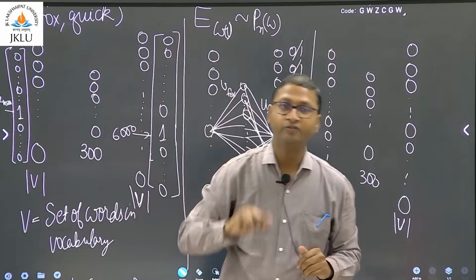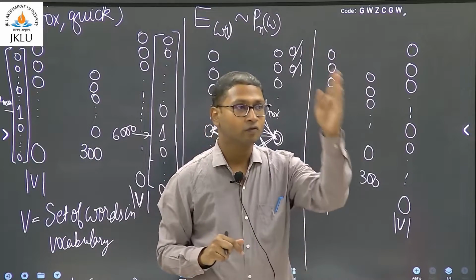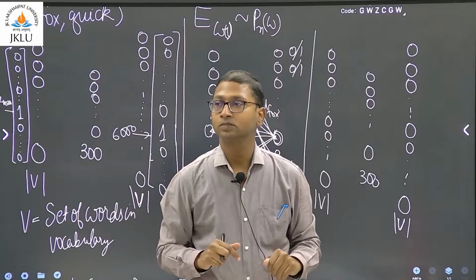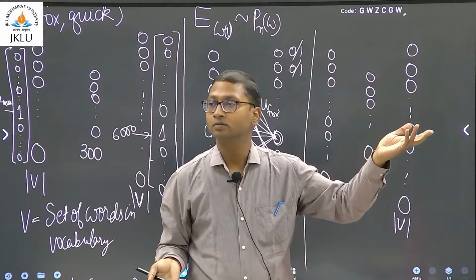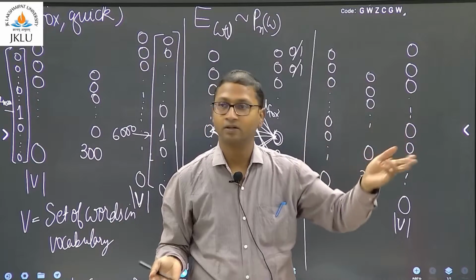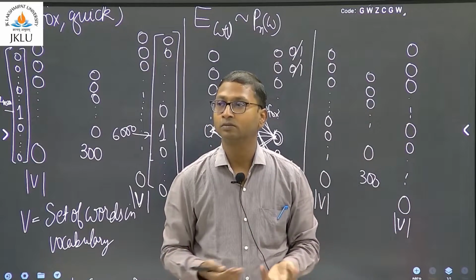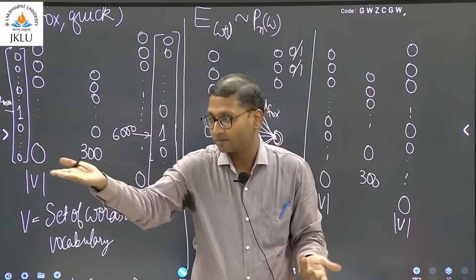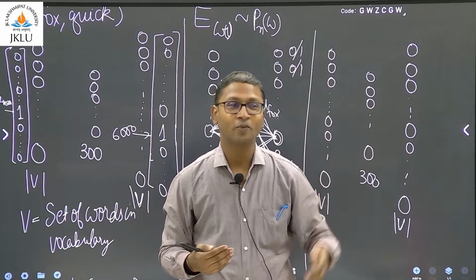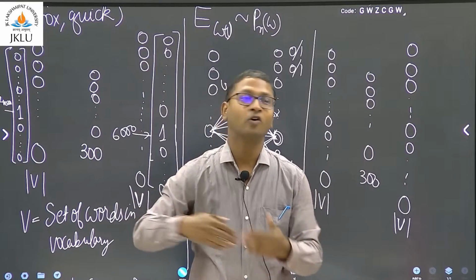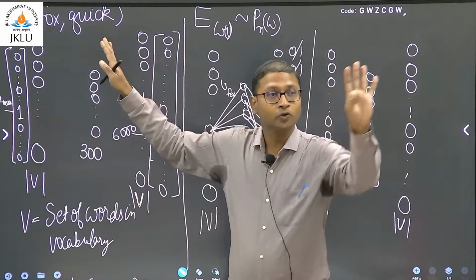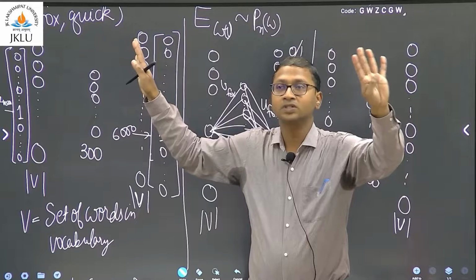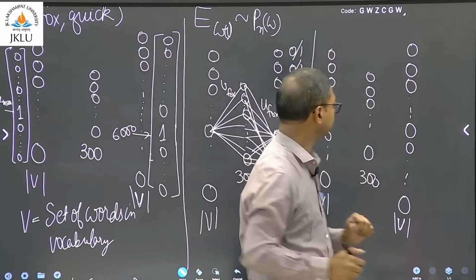Let's say k is 5. So fox comma car, fox comma the, fox comma alphabet, fox comma zebra, fox comma apple, right? And so on. So you create, let's say, 4 such negative samples.